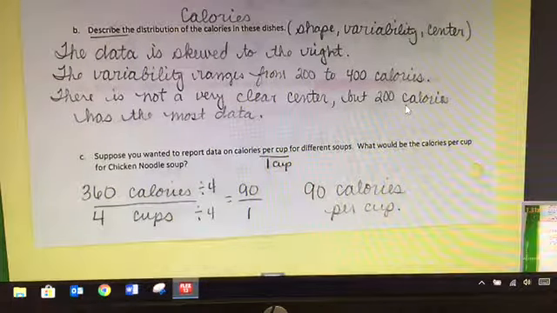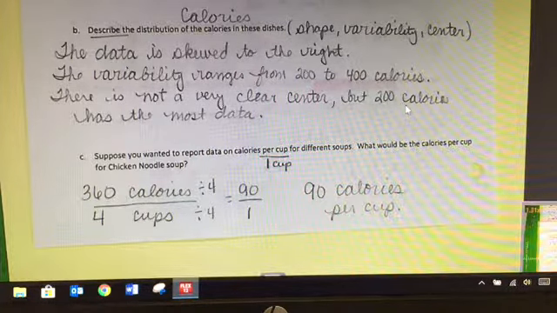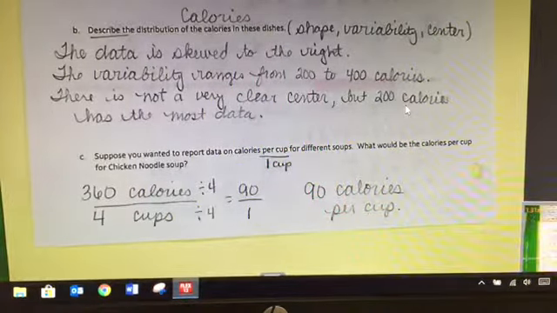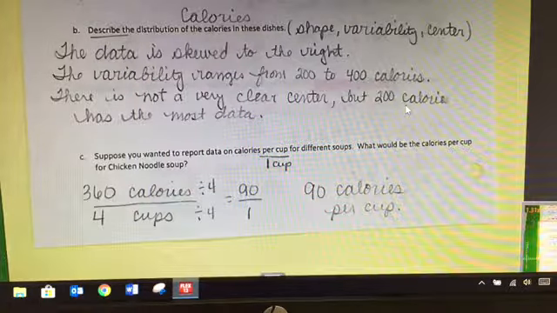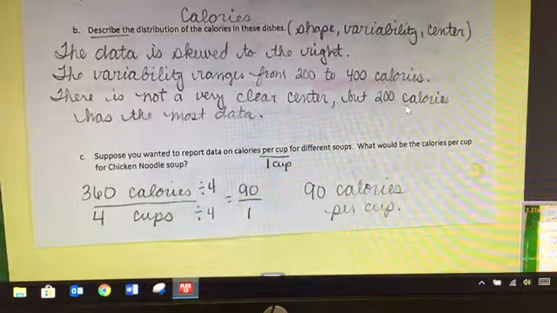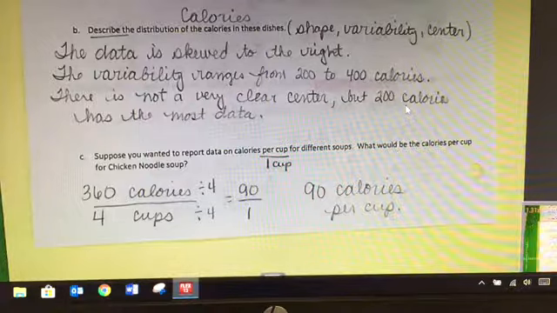Okay, Bella. Why do you have to do it that way instead of just doing 360 divided by 4? I wrote it this way so that when you are doing your study guide, you can see where I got these numbers from and what I did. If you just wrote 360 divided by 4, that's fine. Am I going to need your work? Yes. I need to see what you divided. You should not just have 90 calories as your answer. Make sense? Okay.